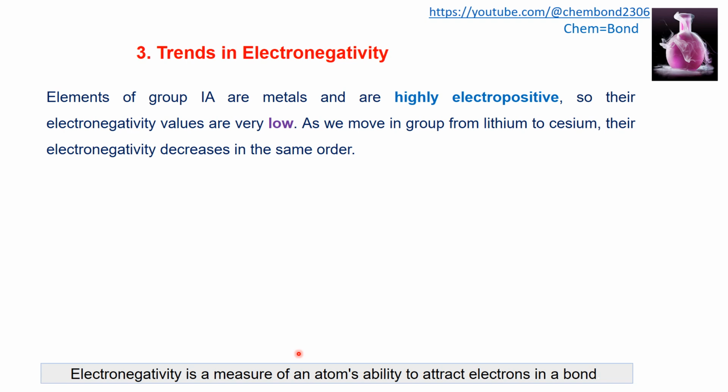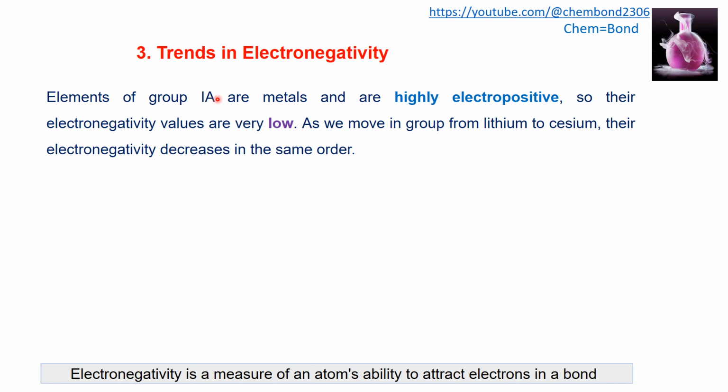Remember, in case of electronegativity, the two atoms will share the electrons, and then we will measure the electronegativity value. One atom will attract the electron more than the other, and we can say the atom which attracts the electron pair more has a higher electronegativity value as compared to the other.